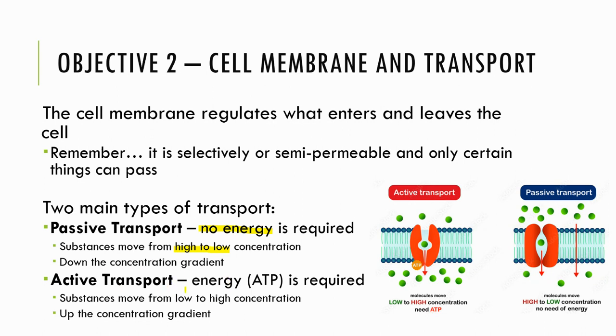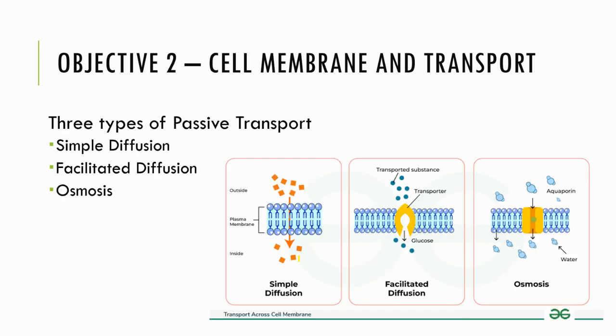Now, active transport, on the other hand, is going to require energy, usually in the form of ATP. The reason why is because we're moving molecules from where they are lower to where they are higher in concentration, and they don't naturally want to move that way. So it's like going uphill, or up the concentration gradient. We're going to look at some different types of both of these.